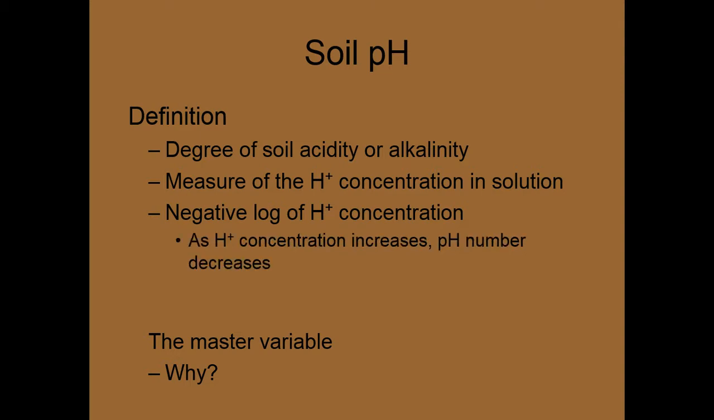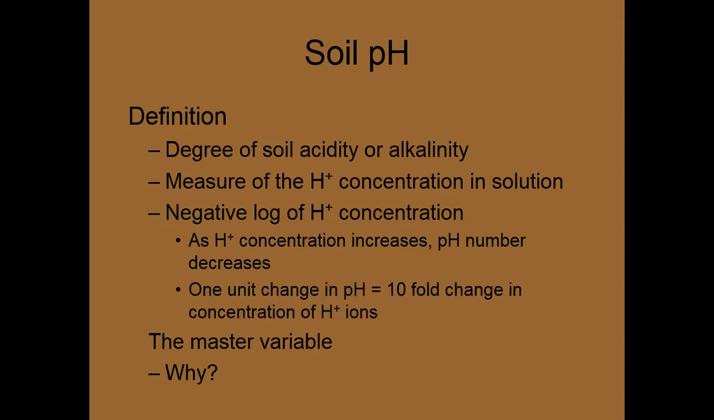So as hydrogen ion concentration increases, the pH number decreases. One unit of change in a pH value equals a 10-fold change in the concentration of hydrogen ions. So it's a logarithmic scale, which is important because a change of 2 pH units would be a 100-fold change in the concentration of ions.